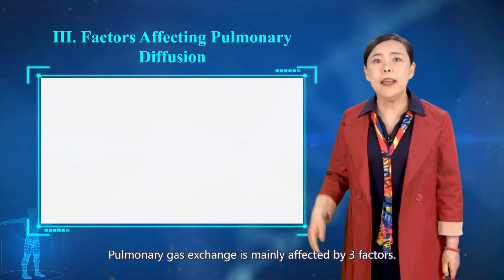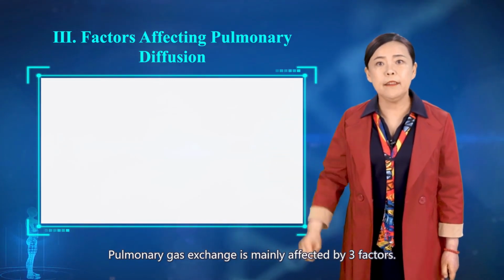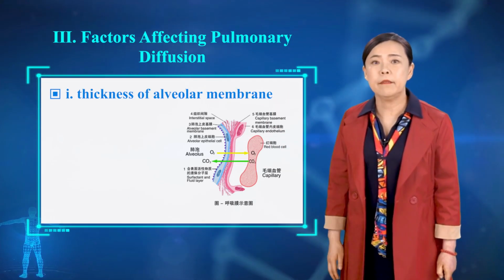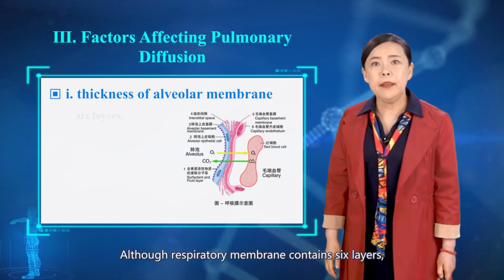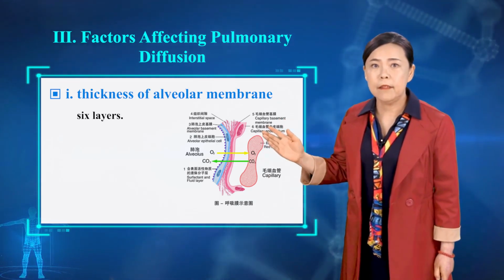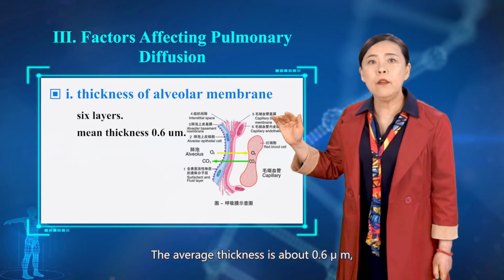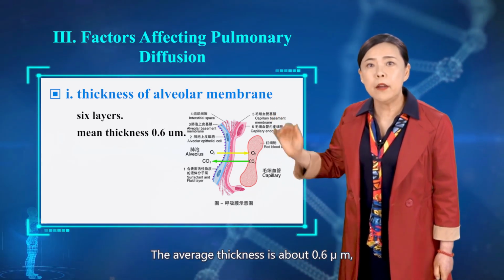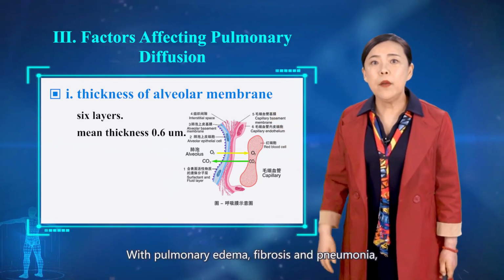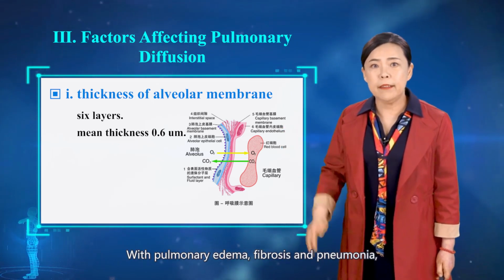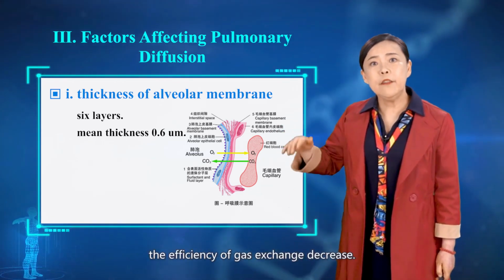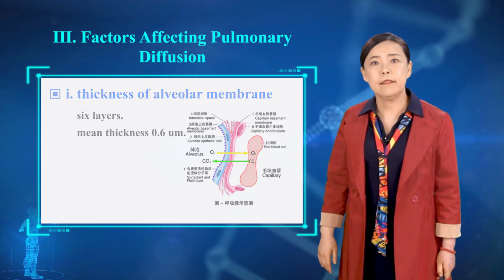Pulmonary gas exchange is mainly affected by three factors. The first is the thickness of the respiratory membrane. The respiratory membrane contains 6 layers, but it is very thin. The average thickness is only 0.6 micron, so gas diffuses rapidly. With pulmonary edema, fibrosis, or pneumonia, the thickness increases, and the efficiency of gas exchange decreases.